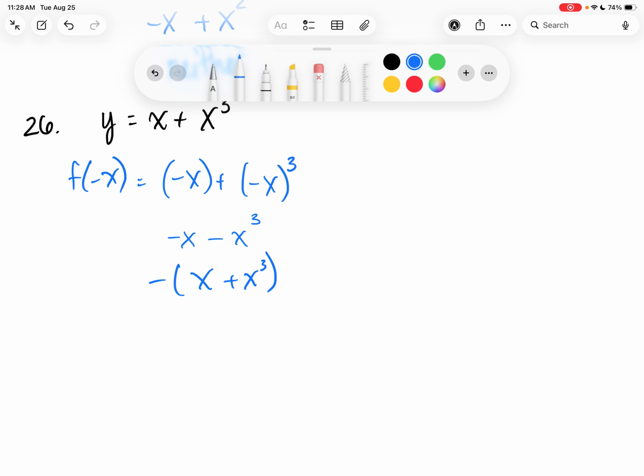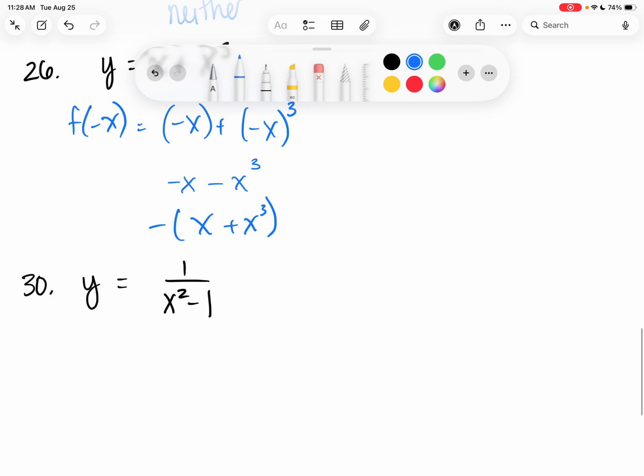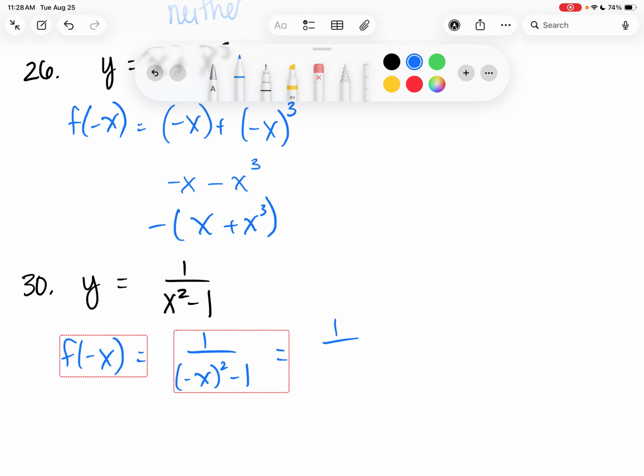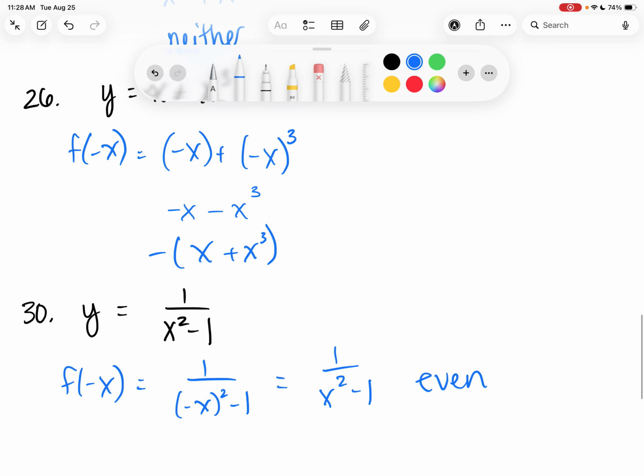Now on one like 30, these are the ones that I think can look a little bit more confusing. We've got y equals 1 over x squared minus 1. At first glance, what do you think this is going to be? It looks even. So if I plug in negative x, I get 1 over negative x squared minus 1. That's just going to become 1 over x squared minus 1. It's the exact same thing I started with, so that means this is even. I seemingly forgot to write even up there.